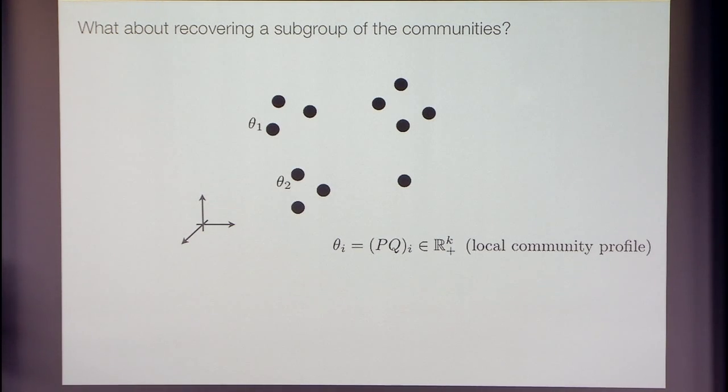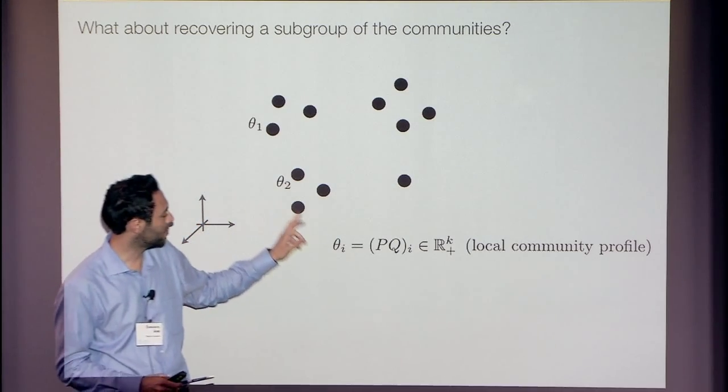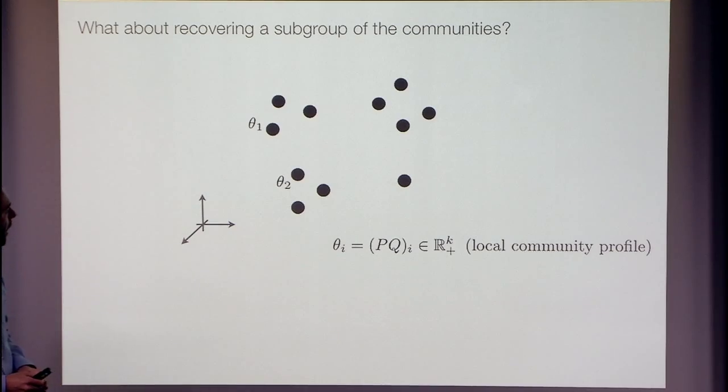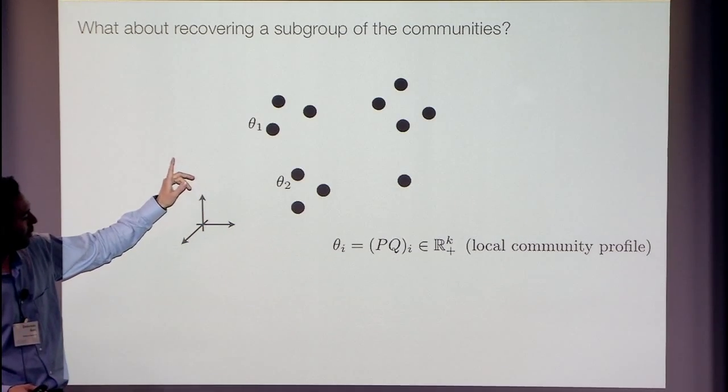So quickly, sometimes you don't want to ask, can you recover exactly all the communities? But you could ask the question, which community can you recover? So here is how you solve the problem. You do an embedding of the communities. You represent them as the ith column of the matrix PQ. I call this a local community profile. This is a vector in R to the power k.